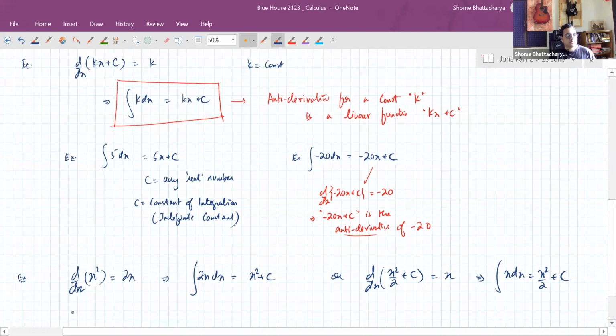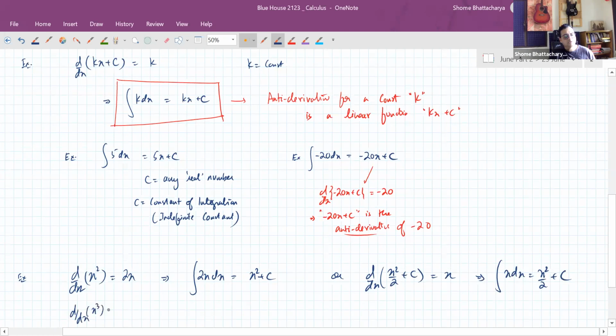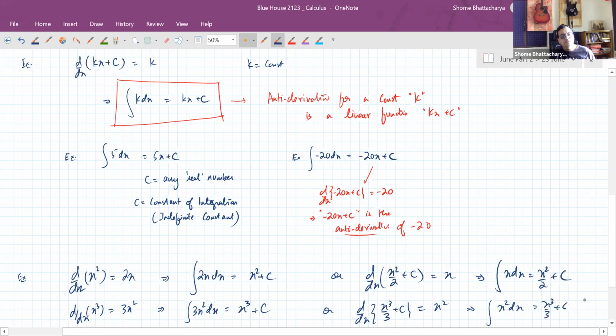Now likewise, differentiation of x cube is 3x squared. Okay, so that means integration of 3x squared should be equal to x cube plus any constant. Or if we divide x cube by 3, then its differentiation will just give us x square. So that means integration of x square is x cube by 3 plus c. Okay, so we're getting a series of terms like this now.